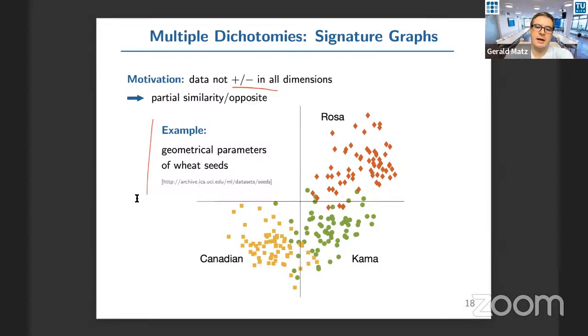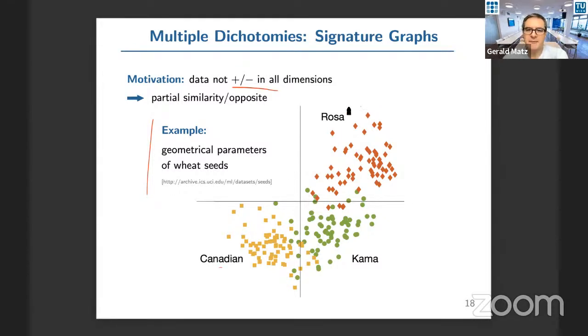This is geometrical parameters of wheat seeds. So the people there took X-ray pictures of the little wheat kernels, right? And they extracted parameters like perimeter, width, length, asymmetry, and so on and so forth. And if you project that into 2 dimensions, you get the representation shown here. And there are actually 3 varieties, 3 types of wheat that you see here. There's Rosa, Kama, and Canadian.